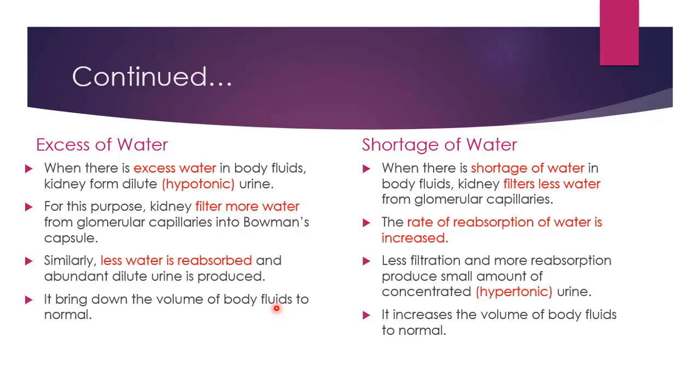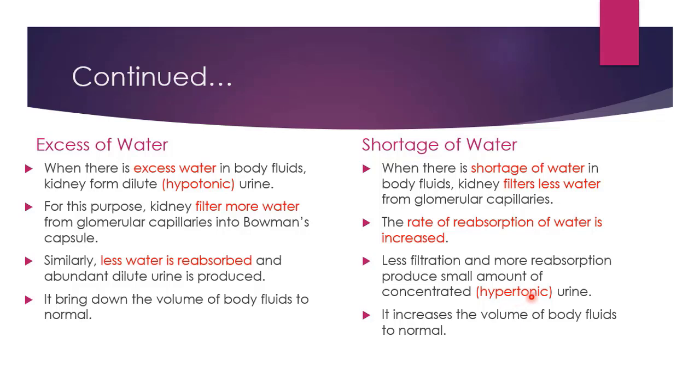Now what happens when there is a shortage of water? In that case, kidney filters less water from glomerular capillaries so that it can reduce the loss of water. The rate of reabsorption of water is increased so that a large amount of water can be restored or reabsorbed in the body. Less filtration and more reabsorption. Both of these processes produce a small amount of concentrated hypertonic urine.